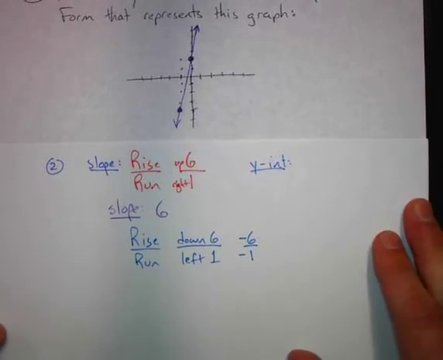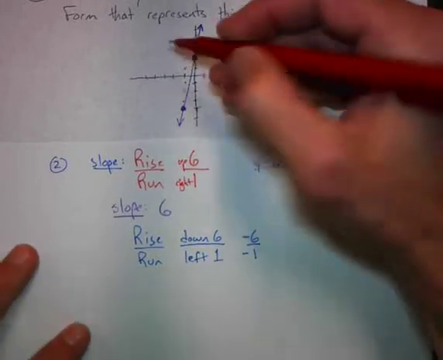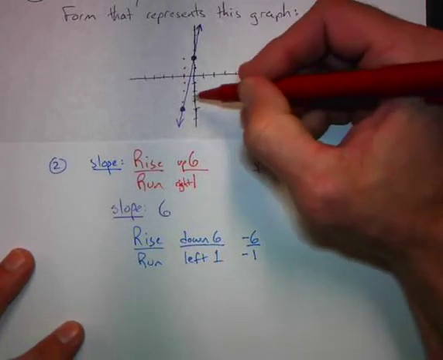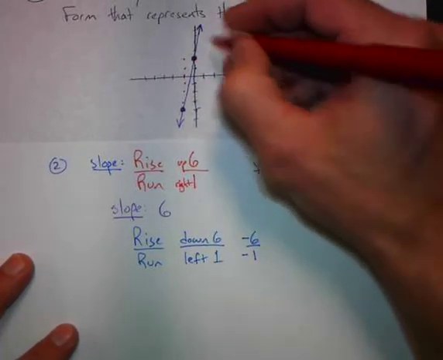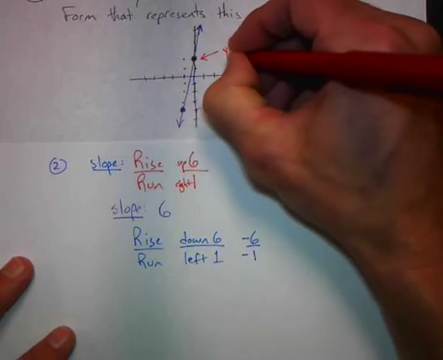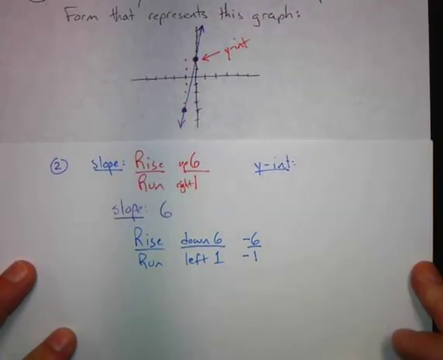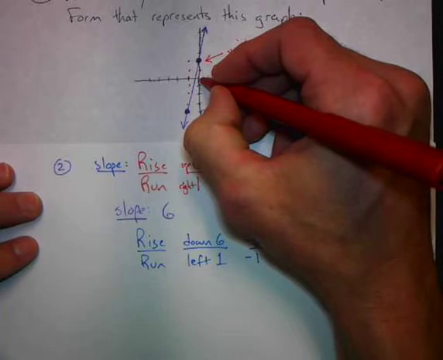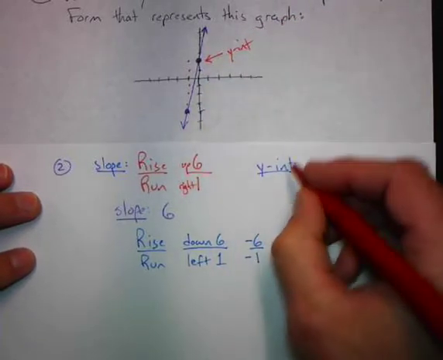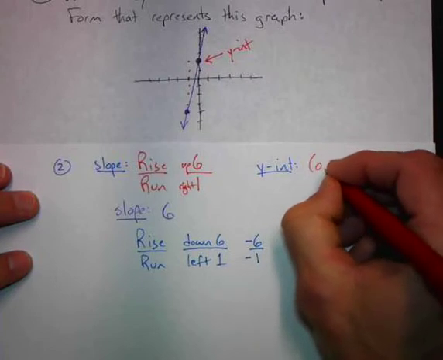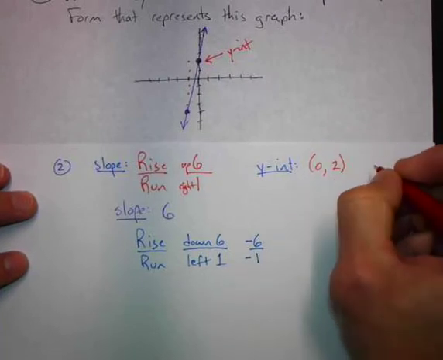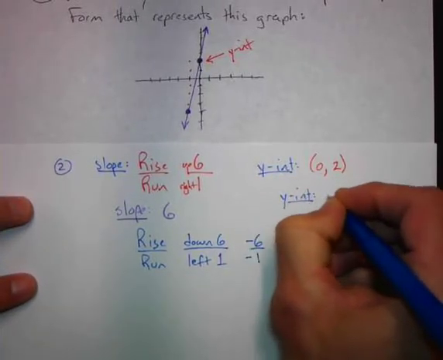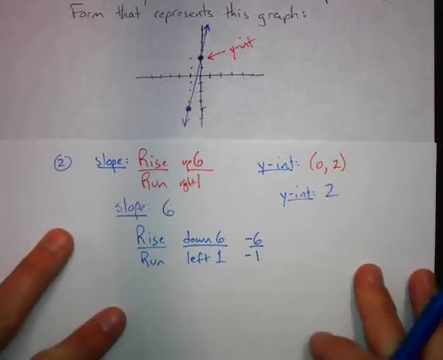Now what about the y-intercept? Now the y-intercept is where the graph crosses the y-axis. So if we look at the y-axis, this is the y-axis. Where does the graph cross? Crosses right here. There is our y-intercept. You're looking right at it. But where in the world is that? On the y-axis from 0, that's positive 1, positive 2. So the y-intercept on the y-axis is at the ordered pair 0, positive 2, or we could simply call that a y-intercept of 2.